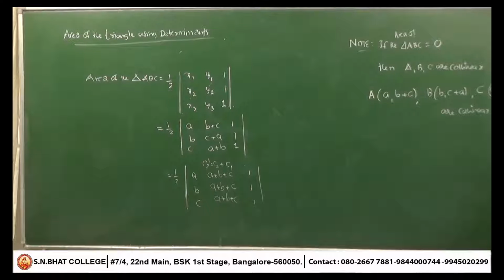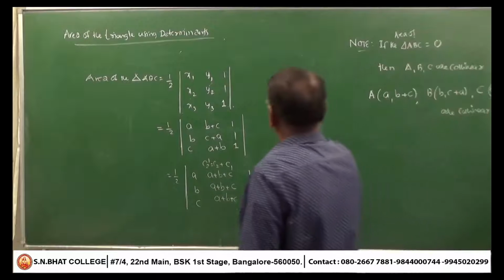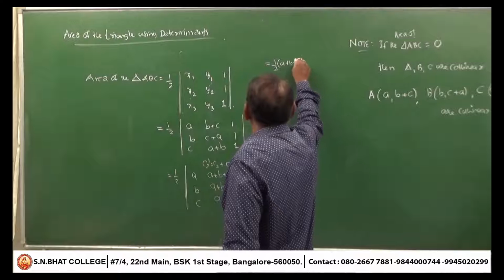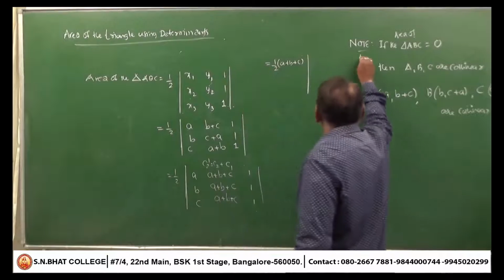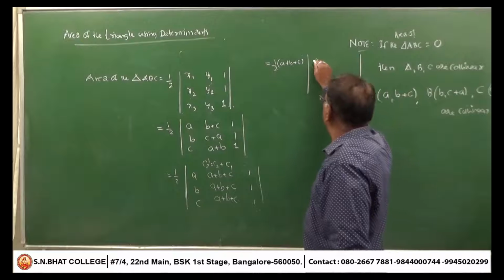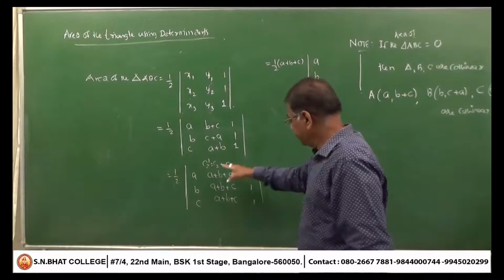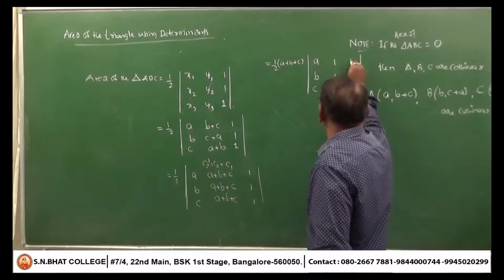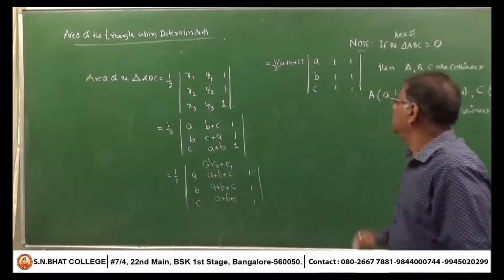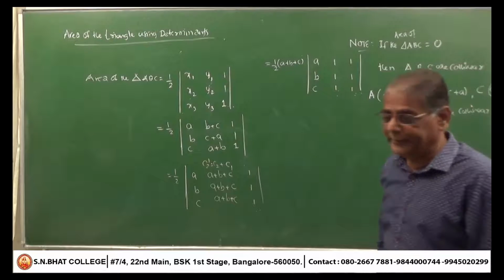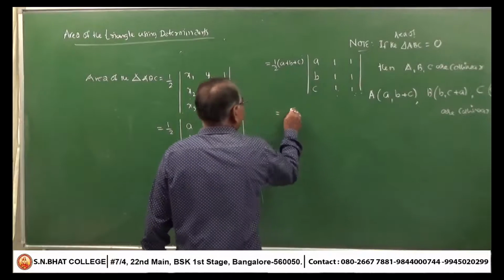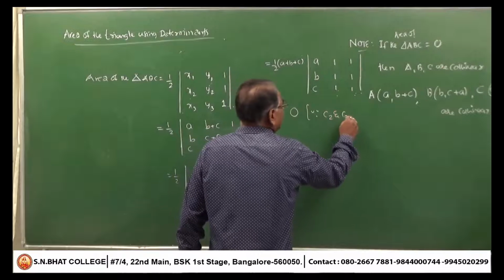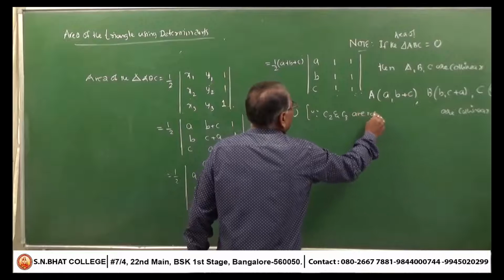In the second column, what is the common factor? A plus B plus C. Half into second column A plus B plus C common factor. You are left with A, B, C. In the second column, I have taken A plus B plus C common factor. It becomes 1, 1, 1. This is also equal to 1. Now C2 and C3 are identical. This is equal to 0 because C2 and C3 are identical.